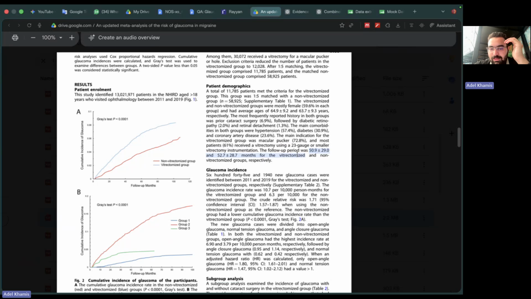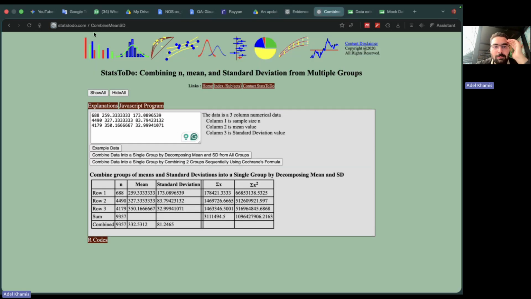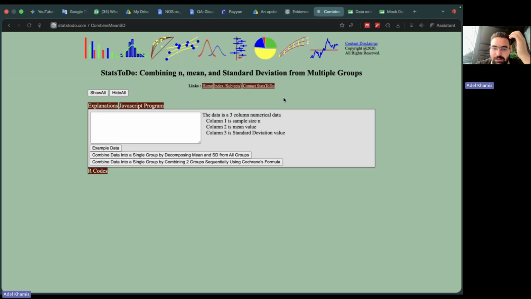So how do we combine this? There is a tool. This tool is called combine mean standard deviation. Just write the first name like this, and you will find it on Google. As you can see, it states how to combine mean and standard deviation. So how do we do this? Let me remove this, please, and refresh to make you see how it looks. This is how it looks.